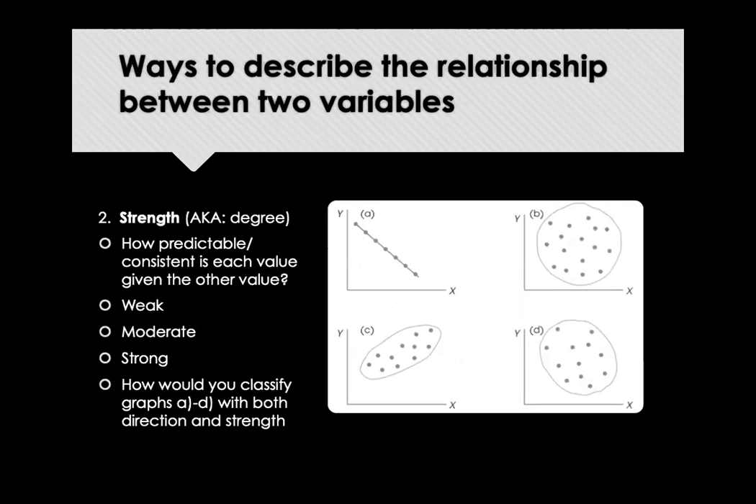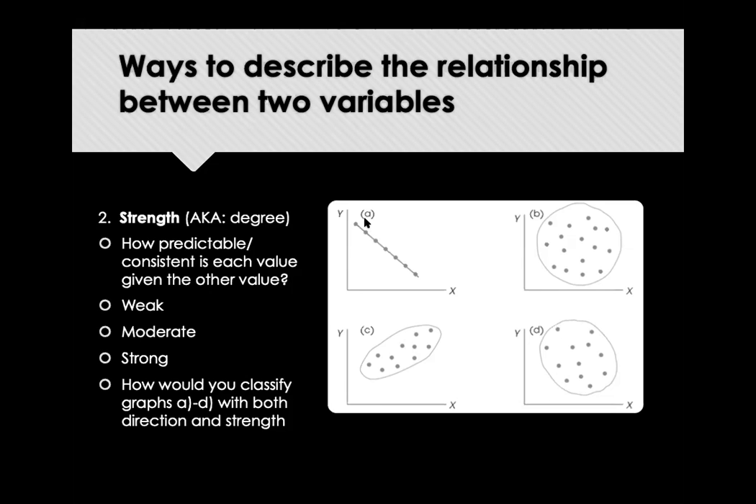Another way to describe the relationship between two variables is in terms of the strength or the degree of the relationship. So, how predictable or consistent is each value given the other value? And you might use words like weak, moderate, or strong. And so, in looking at strength, we can look at these examples here. These are examples of different values for linear correlations.